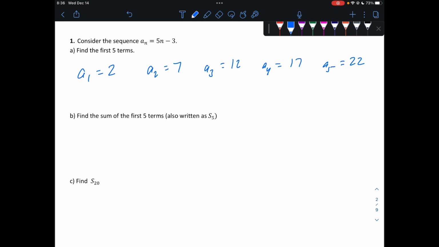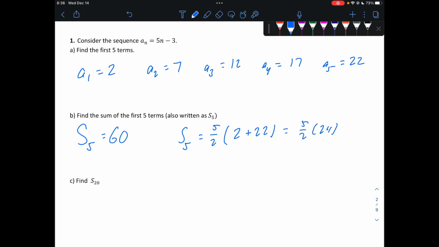And we write this like this, s sub 5. And if we add these all together, we would get, let's see, 39, 51, plus 9 is 60. Using the formula, we could have done s sub 5 equals 5 over 2 times first plus last term, which is 5 over 2 times 24, which is 5 times 12, or hey, look at that, it's 60.